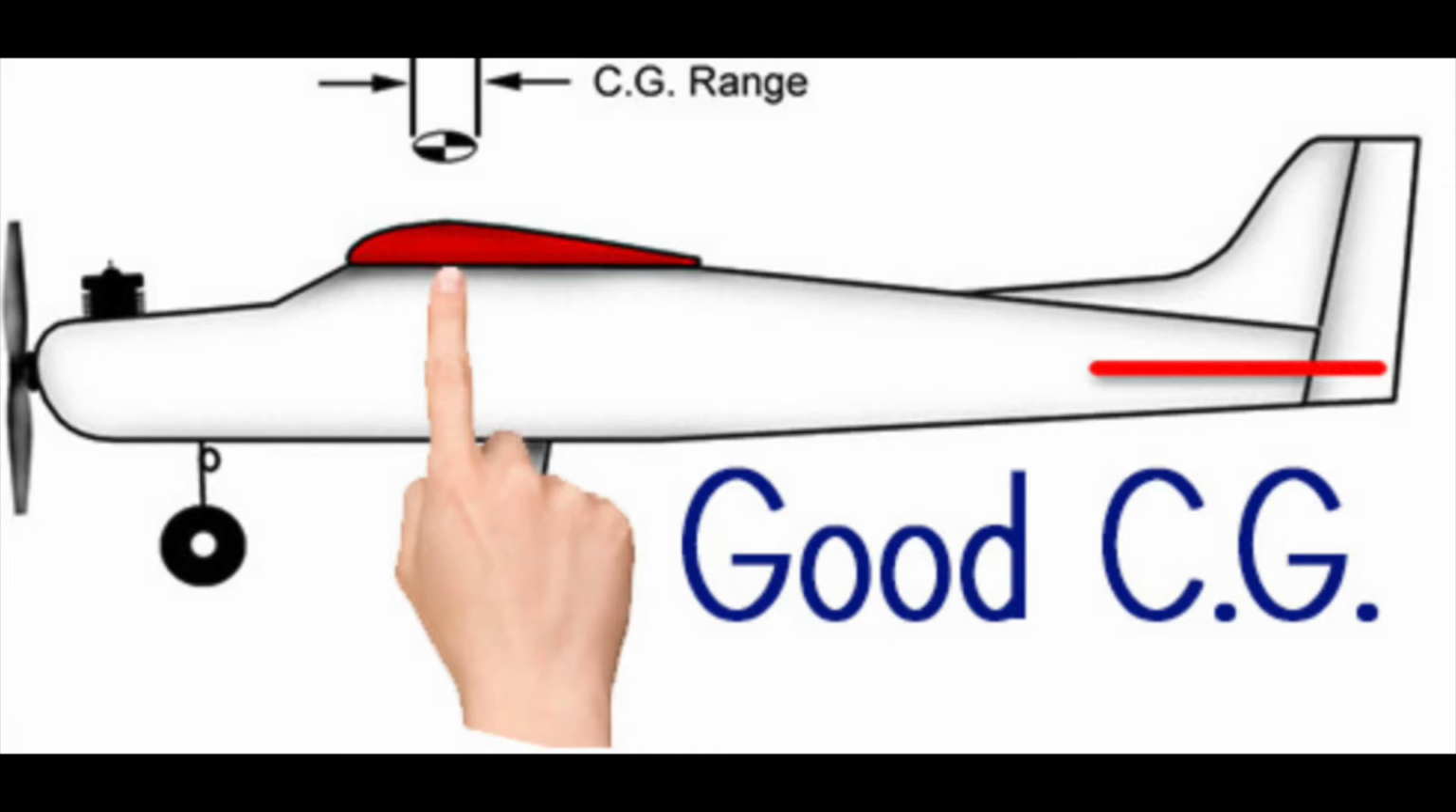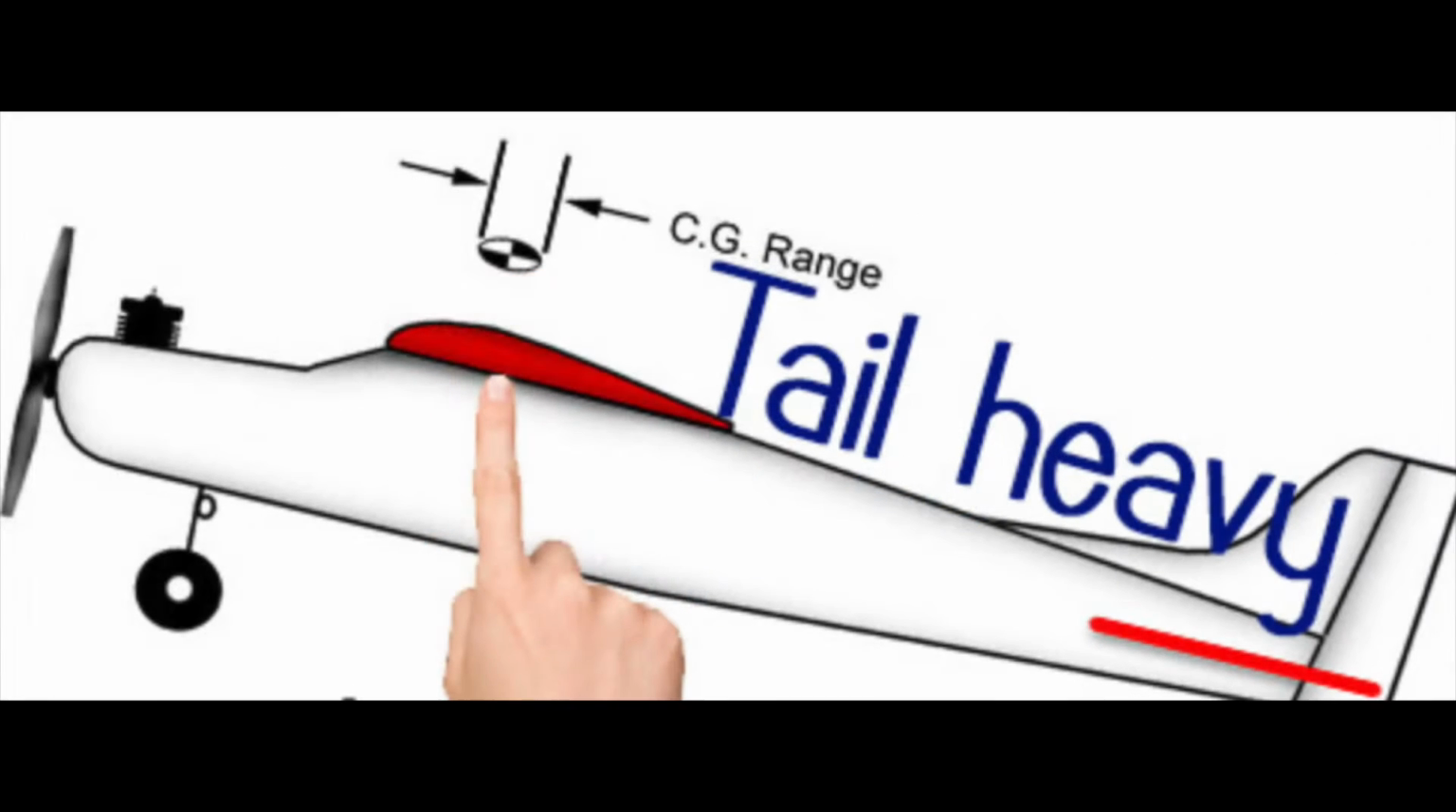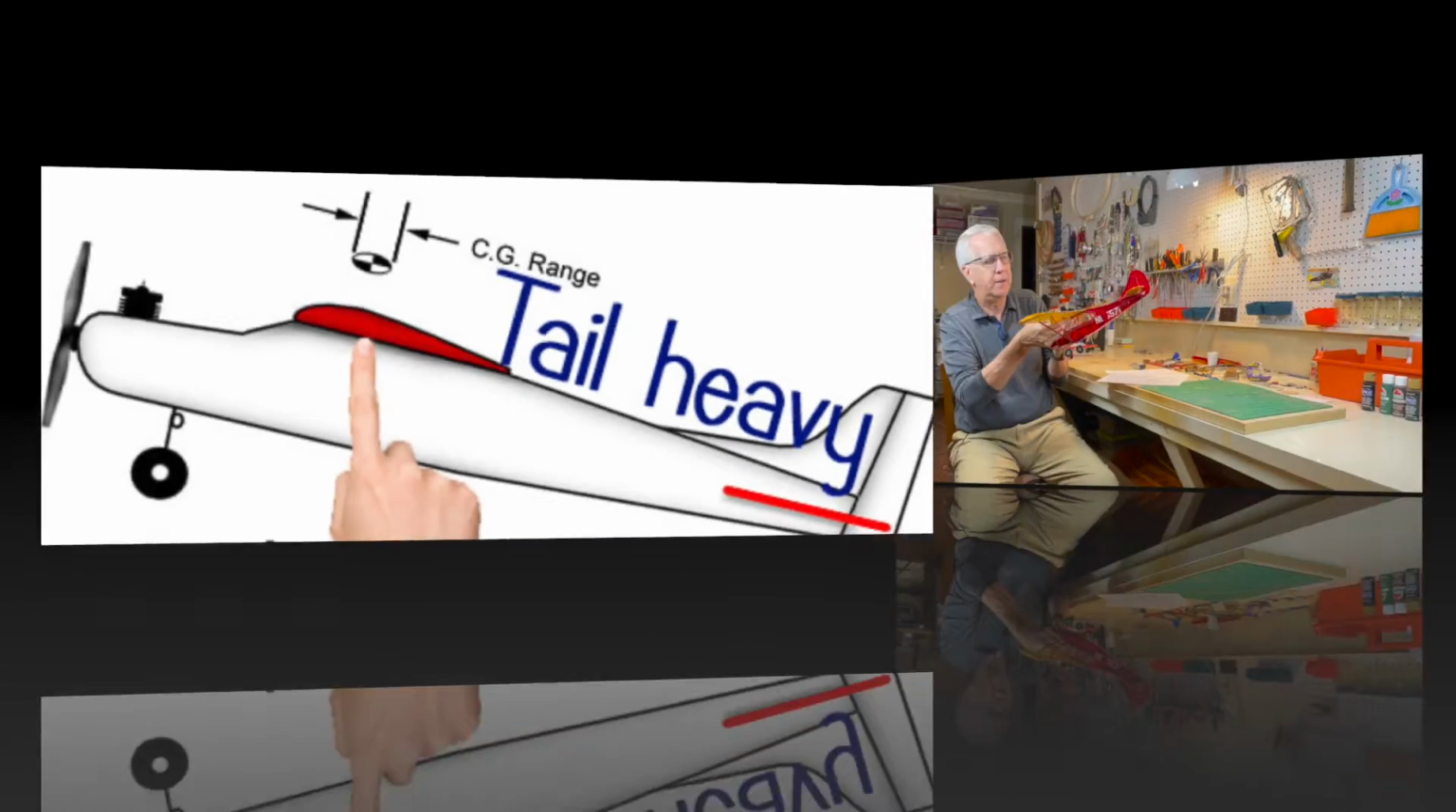These are some good illustrations of the center of gravity. Your fingers are in the CG range: good CG. A little bit nose heavy: you're going to have to add some weight to the tail or reduce the nose weight. And here we are tail heavy: you have to add weight to the nose or reduce weight in the tail.